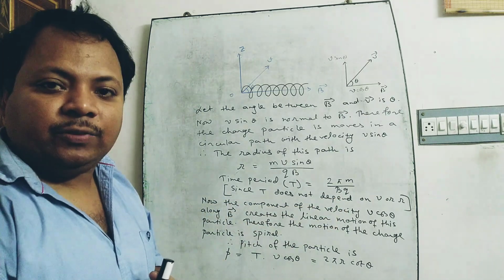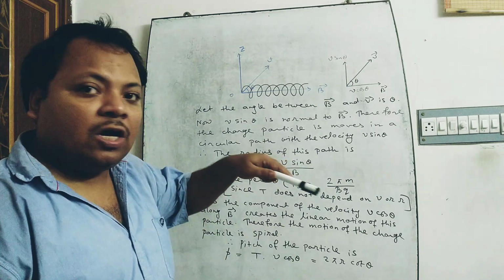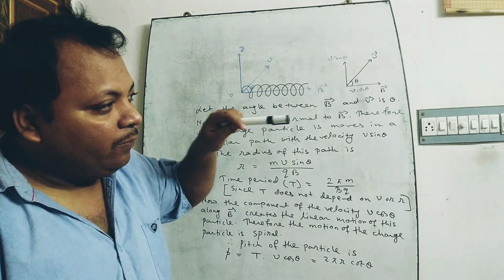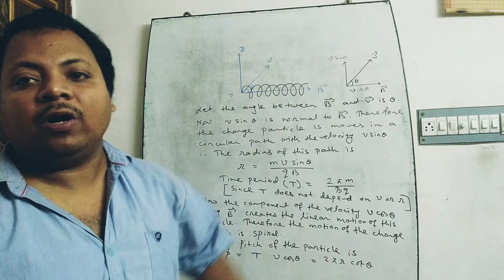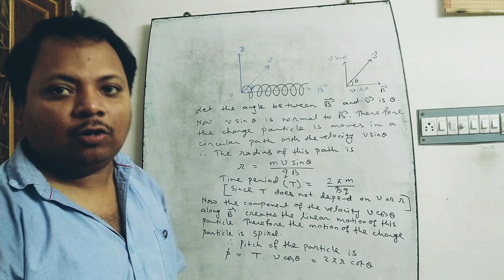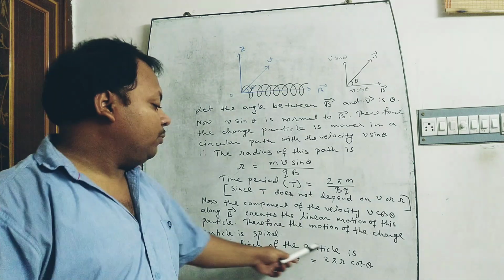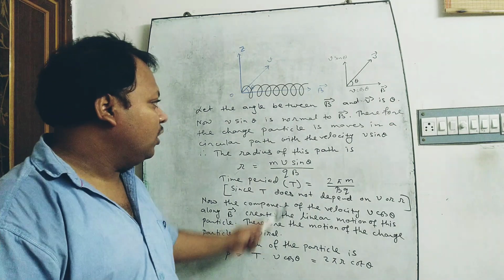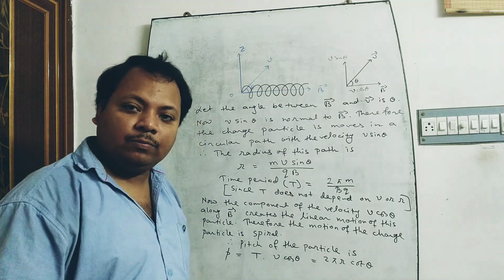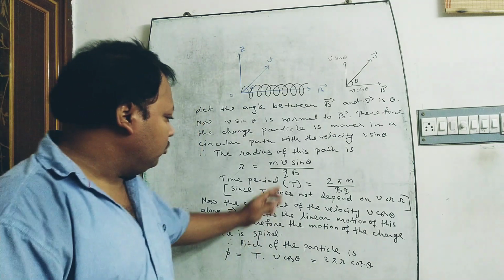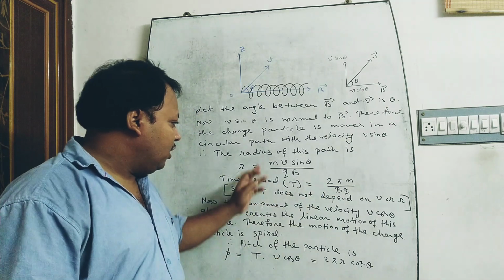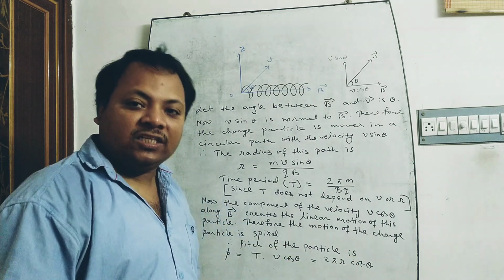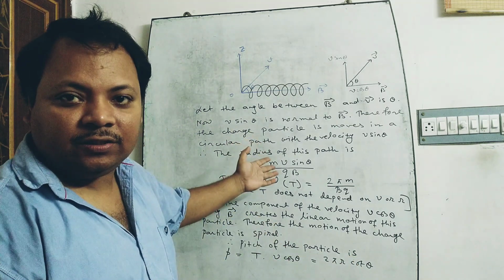Now the pitch of the charged particle. What is pitch? Due to one circular motion, or full rotation, of the charged particle, the linear distance covered by the charged particle is known as the pitch of this charged particle. Therefore, pitch of the charged particle is equal to the time period T into linear velocity V cos theta. Now, substituting the values of T and V, we can write that p is equal to 2 pi r cos theta. This is the expression of the pitch of the charged particle.